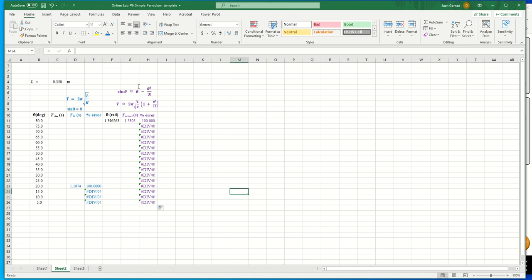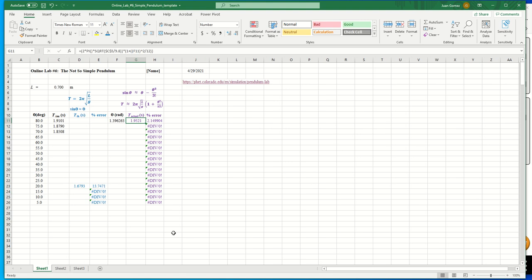Well, you expand sine theta in a power series, and then you can derive a formula for the period. You don't need to worry about the derivation. Take my word for it. T is approximately equal to 2 pi root L over g, times 1 plus theta squared over 12 in parentheses. All right, so there we go.